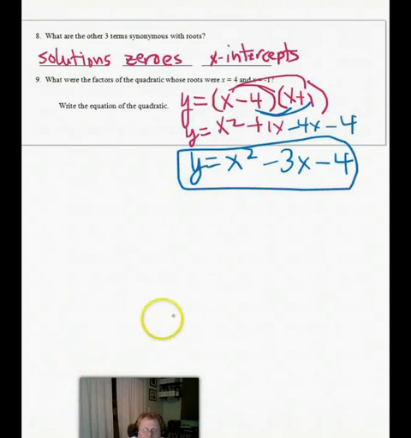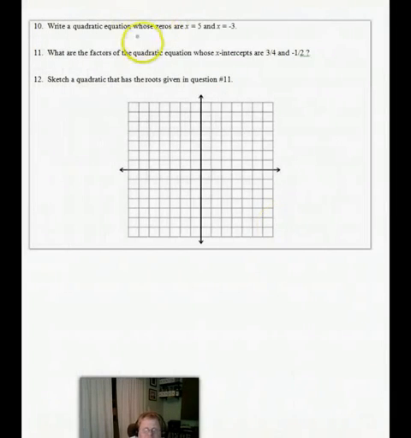Okay, and that's it for this page. So let's go on to the next page. I got quite a few more pages. All right, write the quadratic equation whose zeros are x equals 5 and x equals negative 3.